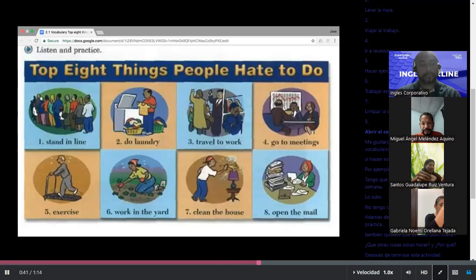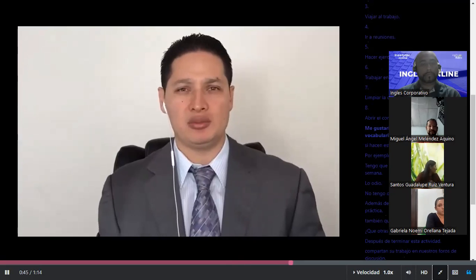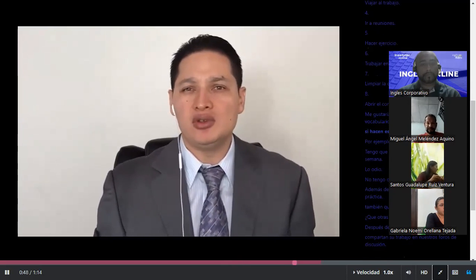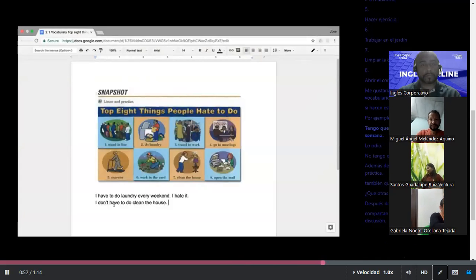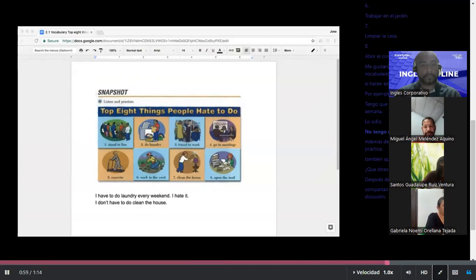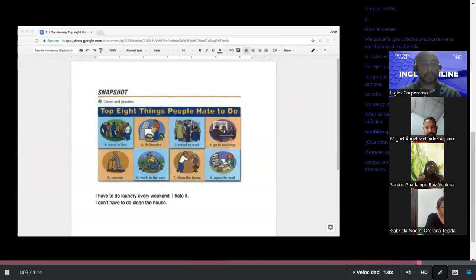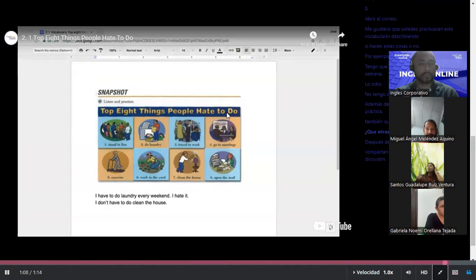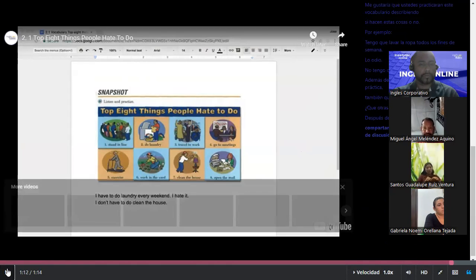Open the mail. Now, I would like for you to practice this vocabulary by describing if you do these things or not. For example, I have to do laundry every weekend. I hate it. I don't have to clean the house. Besides putting this vocabulary into practice, I would also like for you to describe what other things you hate to do and why. After you finish this activity, share your work in our discussion forum.